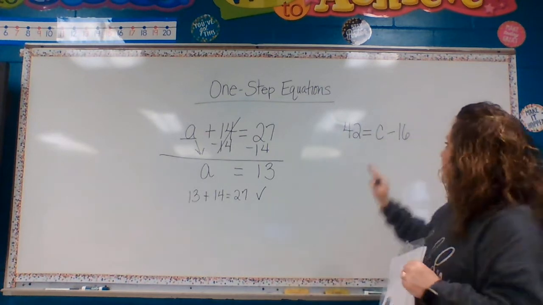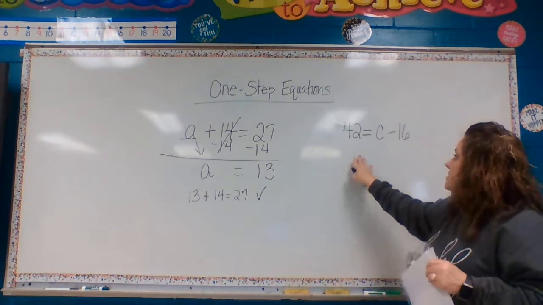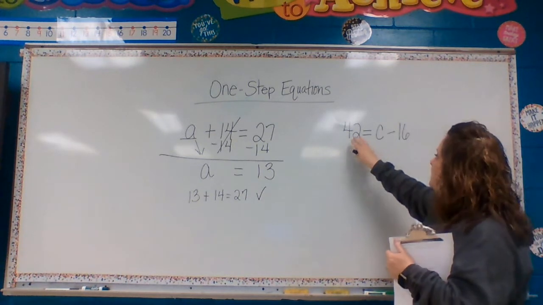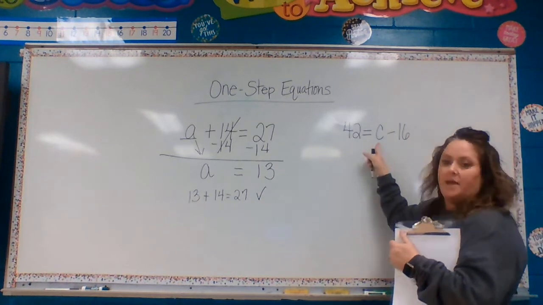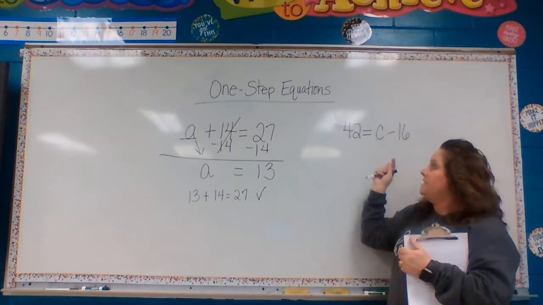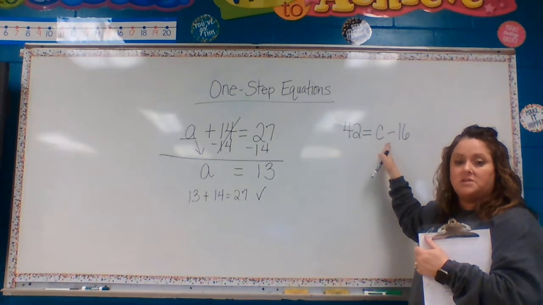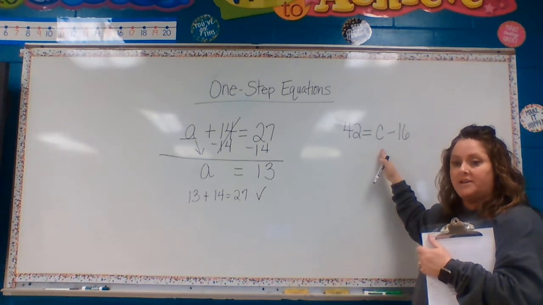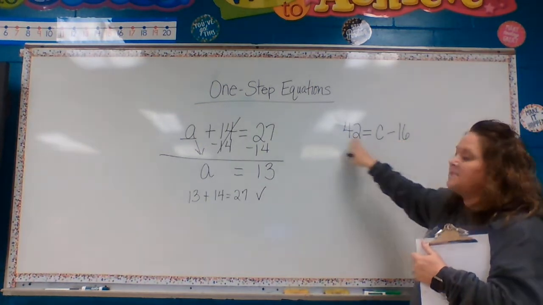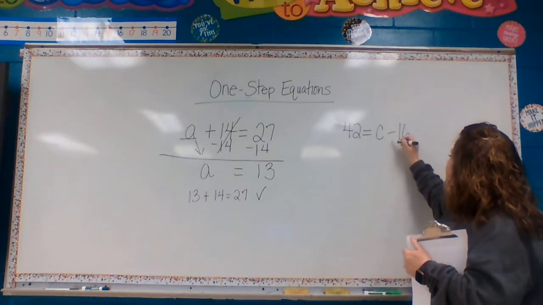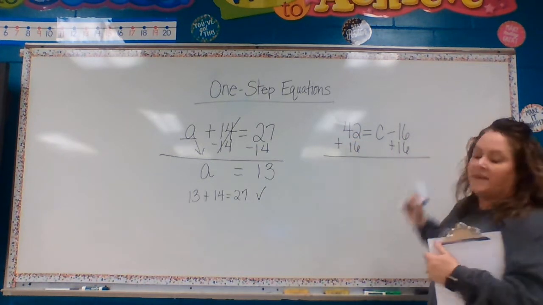Okay? Look at this one. When they were written this way yesterday, it confused some of you. So here's an example. Just because the answer's on this side and not over here, still the same problem, okay? So 42 equals c minus 16. Okay, so this is a subtraction problem, so we have to use the inverse operation to solve the equation. The inverse operation of subtraction is addition. So we're going to be adding 16 to both sides. So we add 16 here, and we add 16 here, and then we can solve.